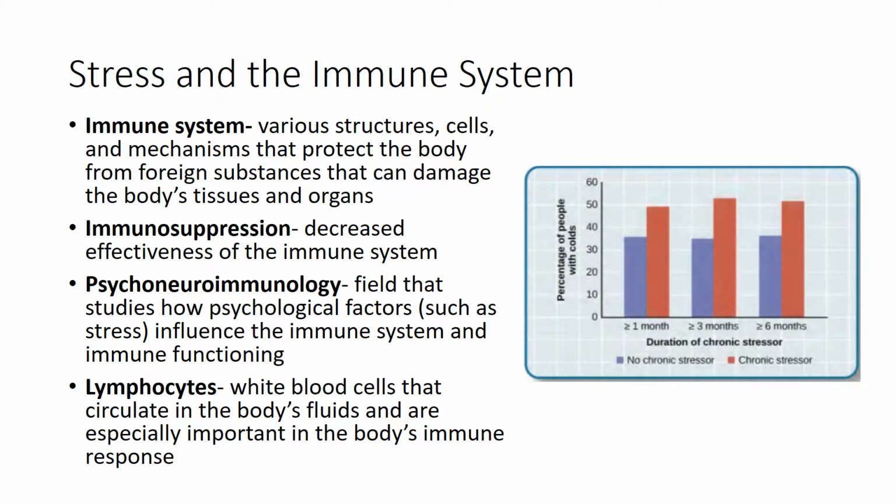The immune system includes various structures, cells, and mechanisms that protect the body from foreign substances that can damage the body's tissues and organs. Immunosuppression is when the immune system is decreased in its effectiveness. Psychoneuroimmunology is a field that studies how psychological factors such as stress influence the immune system and immune functioning. And lymphocytes are white blood cells that circulate in the body's fluids and are especially important in the body's immune response. The general findings from the field of psychoneuroimmunology are that stress depresses the immune system. It makes it less effective.